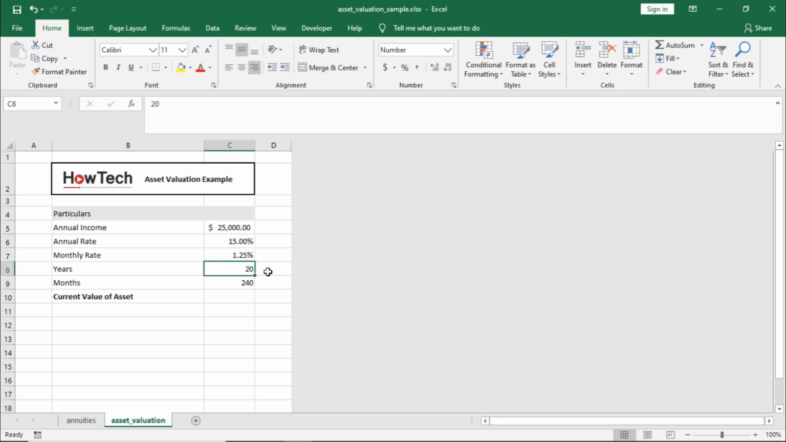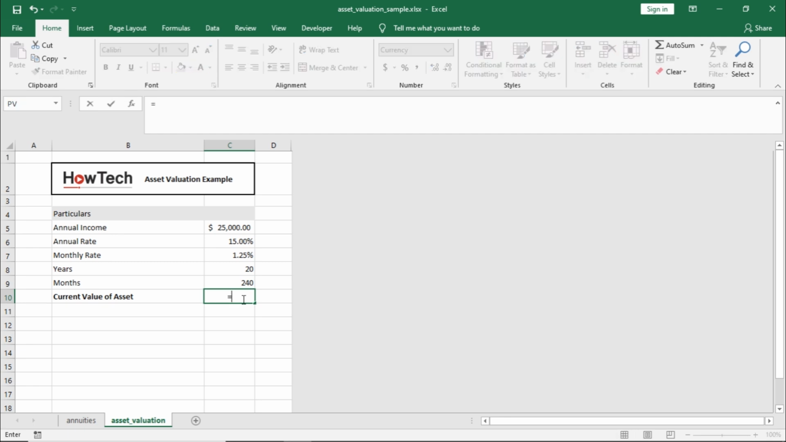The period over here would be years. Therefore, we are using the annual rate and keeping number of years in the calculation. The period has to be the same, so if you are using a monthly or daily rate, the period should also be months or days. Let's start typing the formula.